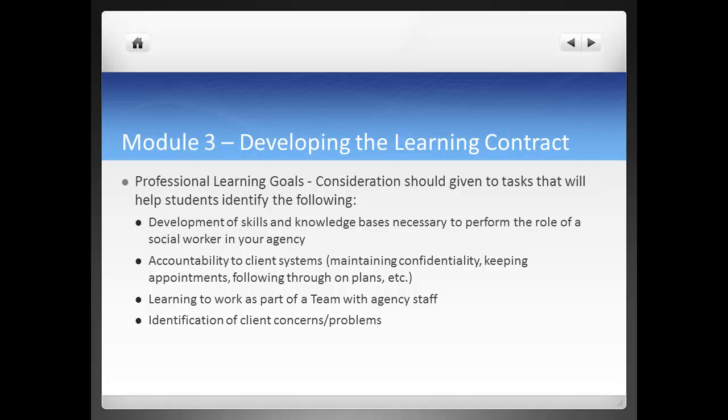Learning to work as part of a team with agency staff is another important professional learning goal. If you've asked them to work with another agency member, what are they doing to ensure that that work is happening? What have they done to establish rapport with that person? When they've been assigned tasks, do they follow through to begin to build the trust level with that team that they're working with? And finally, identification of client concerns and problems. Are they beginning to understand the client concerns, the barriers that this population may be facing?